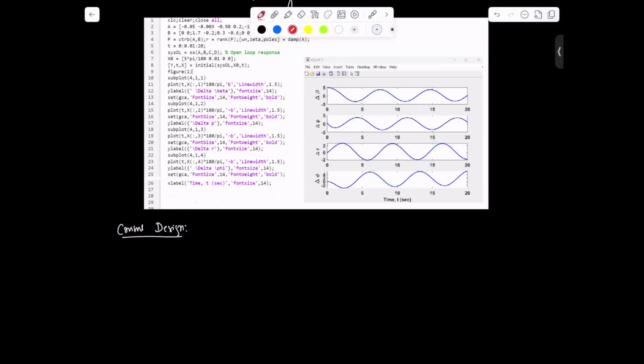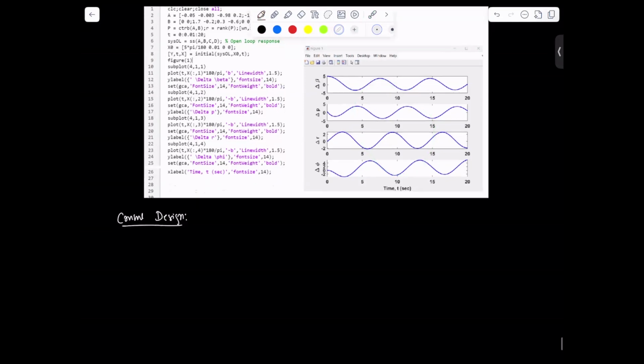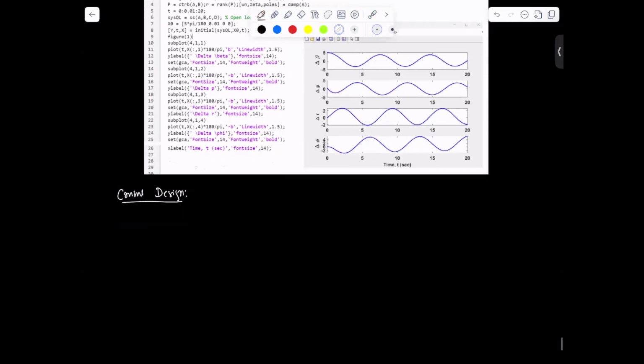Now we have the desired poles given in the problem. From that, we can form the V matrix, the vector: minus 5.5, minus 0.05, minus 0.35 plus minus 1.55, and minus 0.35 minus 1.55. So these are the desired poles.